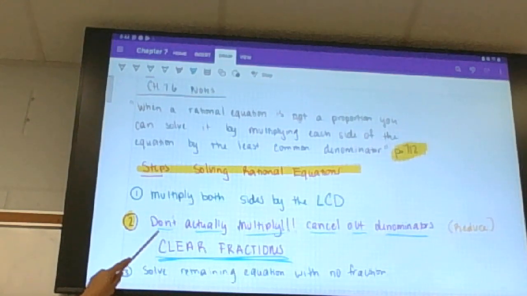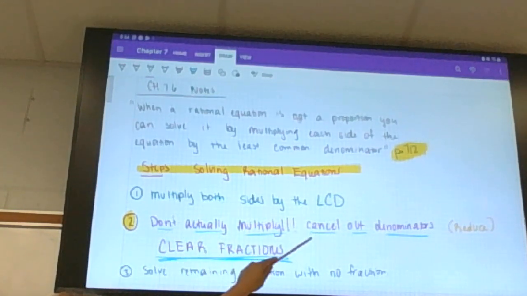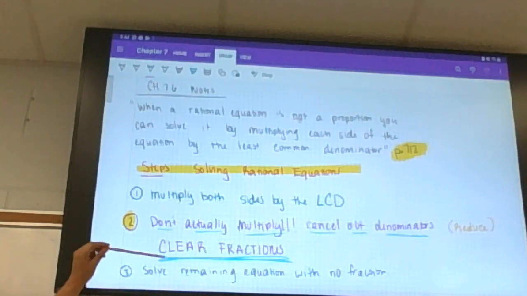Step 2 is you don't actually multiply. You set it up, but you don't actually multiply it. Instead, you cancel out denominators. You reduce diagonally. This will clear every fraction out of your problem. And then you solve what's left. Hopefully, you're left with not x squared, because as soon as you have x squared left over, you have to factor. But you just solve whatever you're left with.